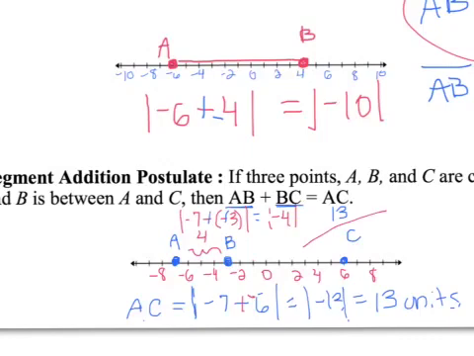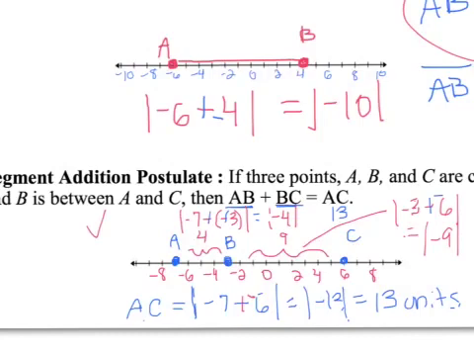BC, I'll do over here, -3 minus 6 in the absolute value symbols. Keep the sign of the first, change to addition, change to a negative. This gives you the absolute value of -9, which means the distance of BC is 9 units once you take the absolute value. 9 plus 4 gives you 13, so this proves the segment addition postulate.